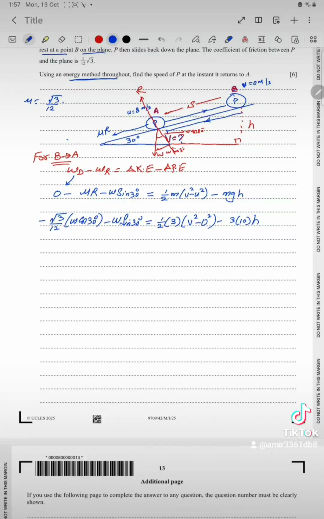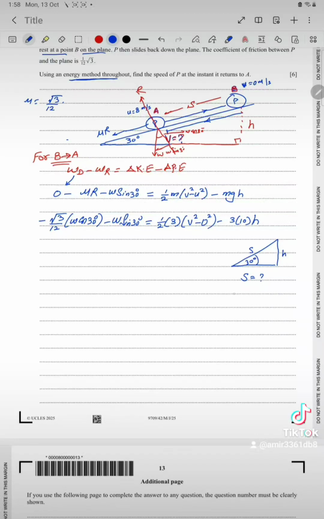How much height it will attain, for the height we are looking for, the angle is 30 degrees, S we are looking for, and we have to find H, right? How can we find H? For H we need to find S first.